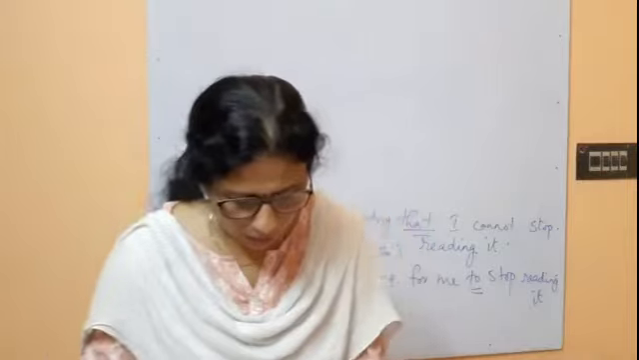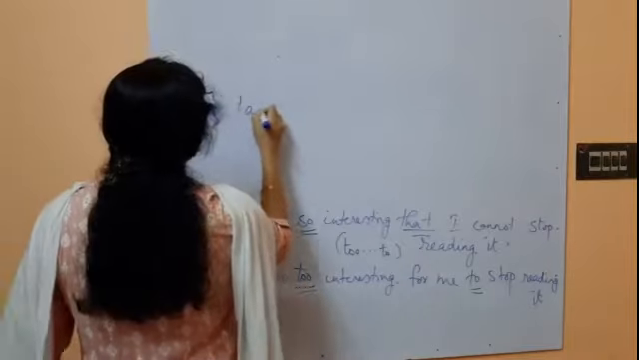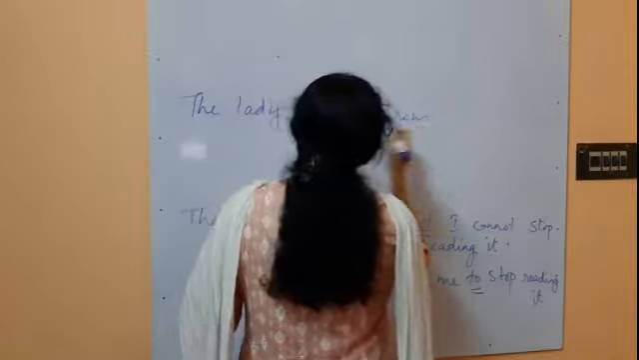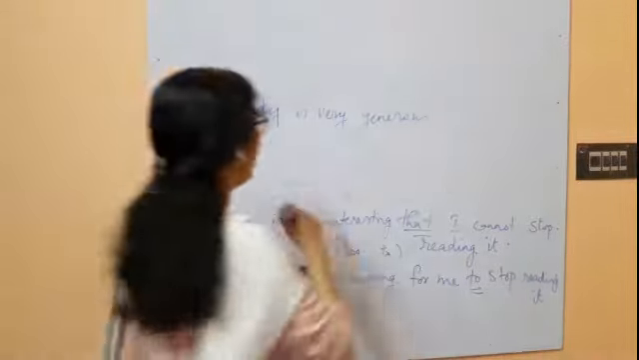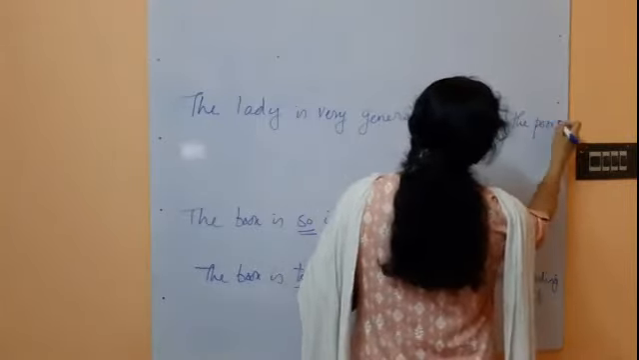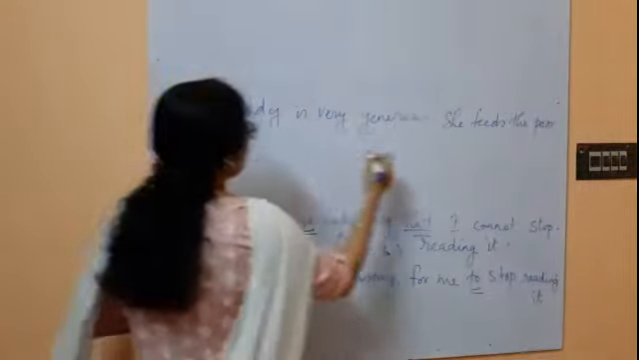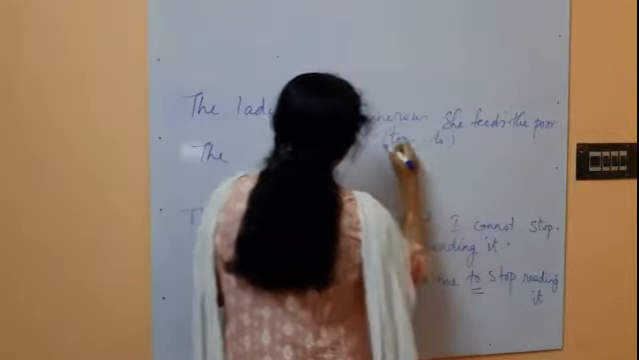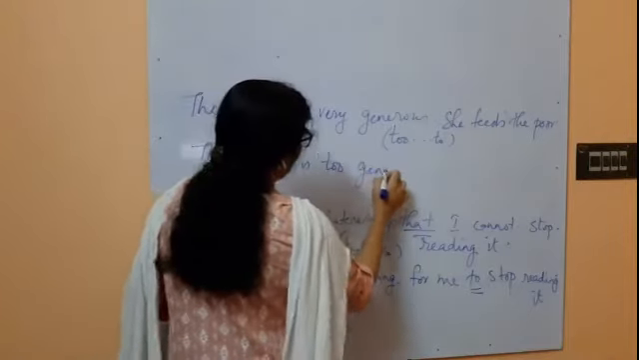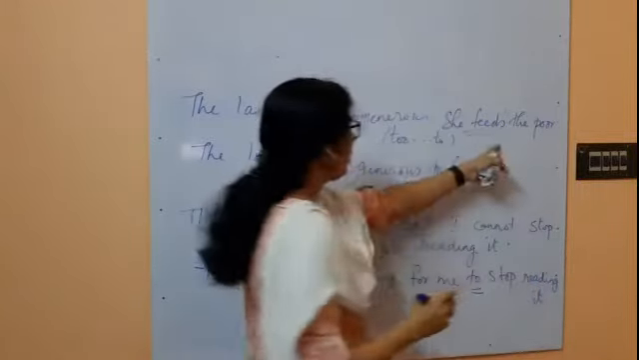And next one, more with "too". The lady is very generous. She feeds the poor. See, whenever "very" comes, you know that "very" can always be replaced with "too". Okay, the lady is very generous. She feeds the poor. With "too": the lady is too generous to feed. "To" always, even though it is "she feeds", the subject is the same.